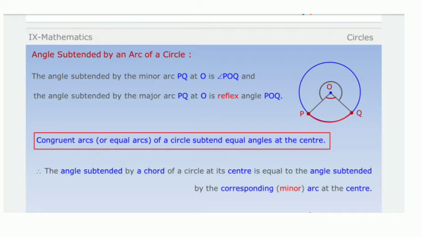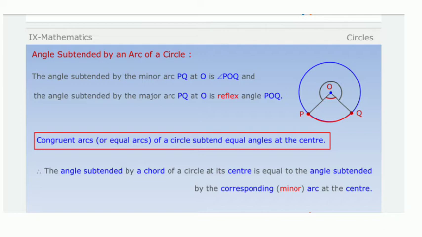Here we have a circle and we have a minor arc PQ and we have an angle at the center. The angle subtended by the minor arc PQ at O is angle POQ, and the angle subtended by the major arc PQ at O is reflex angle POQ. That means we take any arc on the circle and draw to the center. We get a center angle, and that angle is called the angle subtended by an arc of a circle.